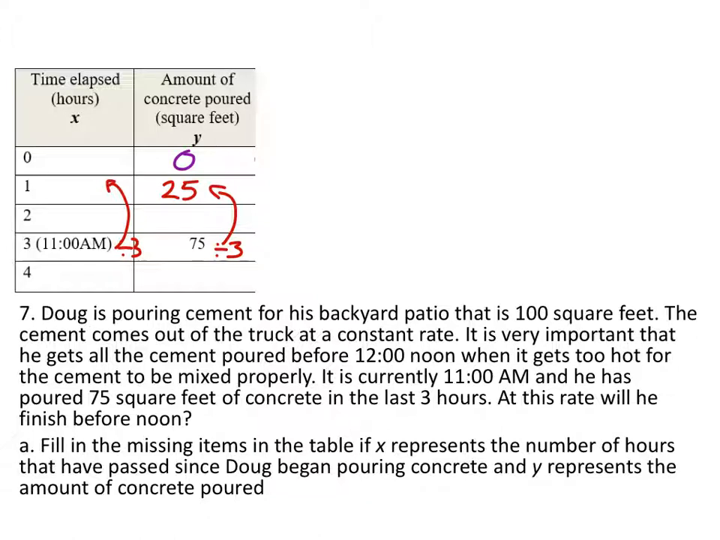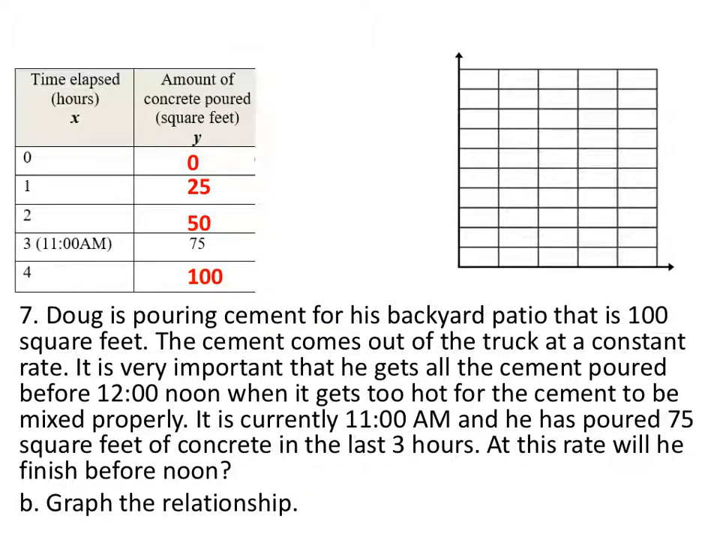Now the good news about having 1 hour for 25 square feet is that's telling us the rate. So if he's pouring for 2 hours, we're going to double the 25, and that would be 50 square feet of concrete. Also, if we double the 2, then we get 4, right? If we multiply that by 2, we can multiply the 50 by 2, and that would be 100 square feet in 4 hours. All right, graph this relationship then. 1 minute with your neighbor, go.